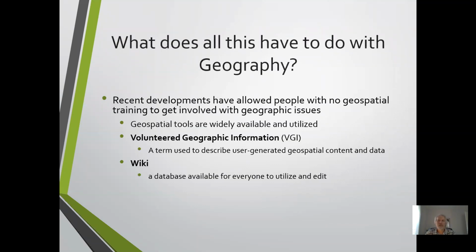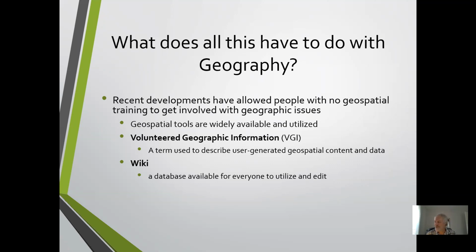Okay, so there are other developments that have happened recently with allowing non-professionals to get involved in this, because we have such available tools now to the public. You guys are all aware of this, and it's so easy to do certain things. We can utilize these tools. And so one of the things they've got is this concept of VGI, volunteer geographic information.